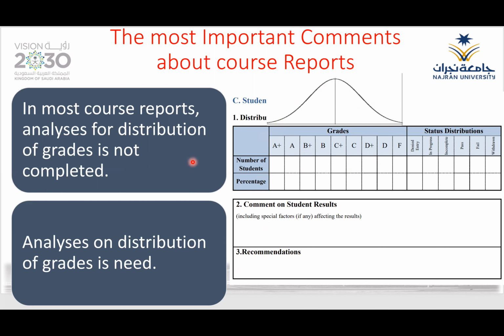So their comment said that in most of the course reports, the analysis of the grade distribution is not completed. It means that we are not writing anything here. We just write 2 A plus, 1 and so on, completed, but we didn't write anything in the comments on the student results or the recommendation. So this is the recommendations.